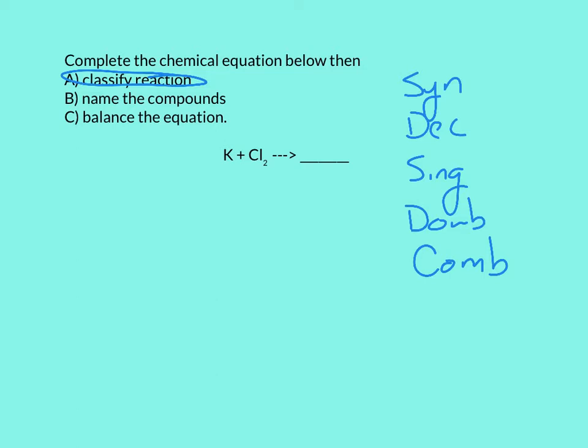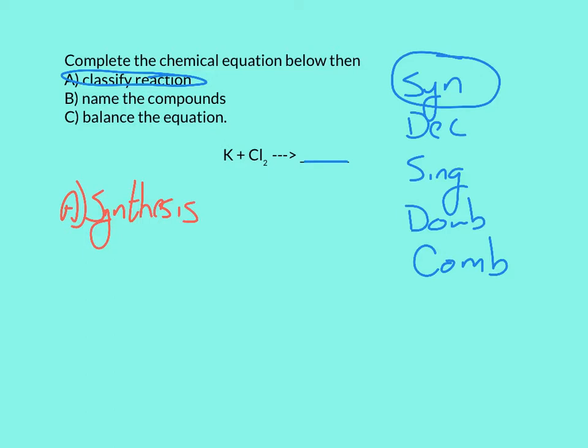Now the big clue is they've only given us one line here. So there's only one product. Well, in any of these, if we have one product, that is one of the keys for synthesis. If there's one product, that is the key characteristic of a synthesis reaction. We're going to take 2 small pieces and form one larger product. So this can only be a synthesis reaction. So for part A, if we're going to classify this, this is going to be synthesis.